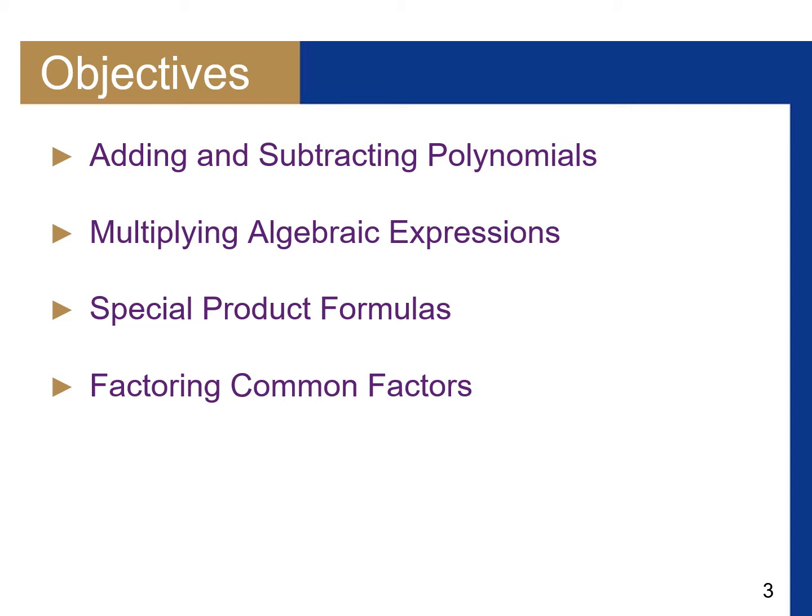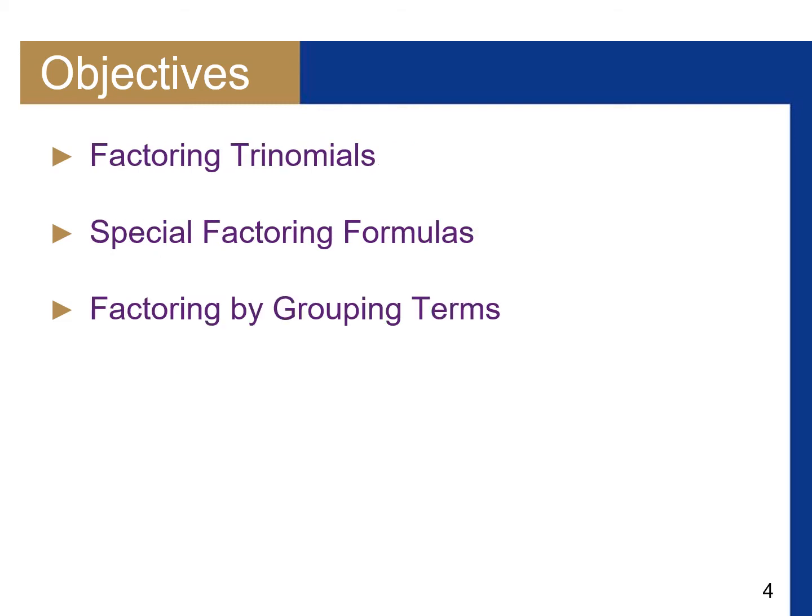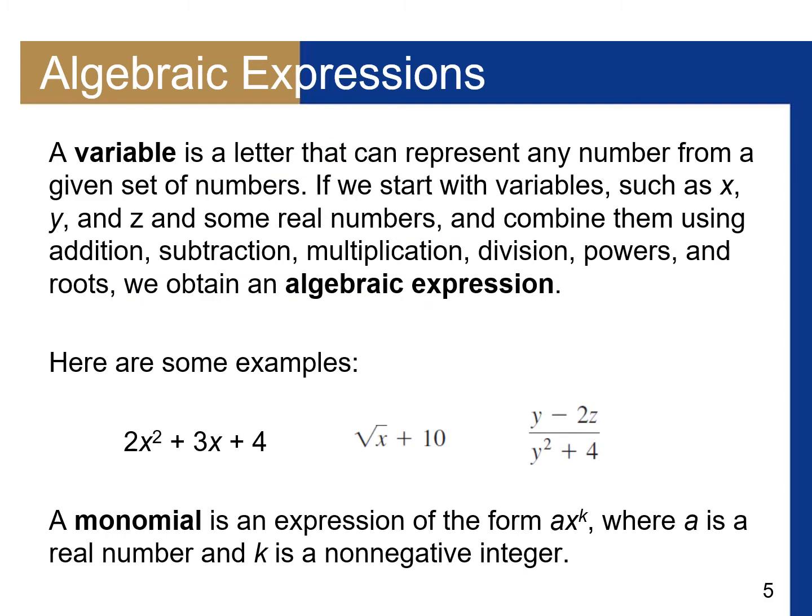We're going to look at our section 3 now: adding and subtracting polynomials, multiplying algebraic expressions, special product formulas, and factoring common factors. Factoring trinomials, special factoring formulas, and factoring by grouping. Now we're actually going to do the factoring by grouping before the factoring trinomials because I use a method that uses factor by grouping that I prefer.